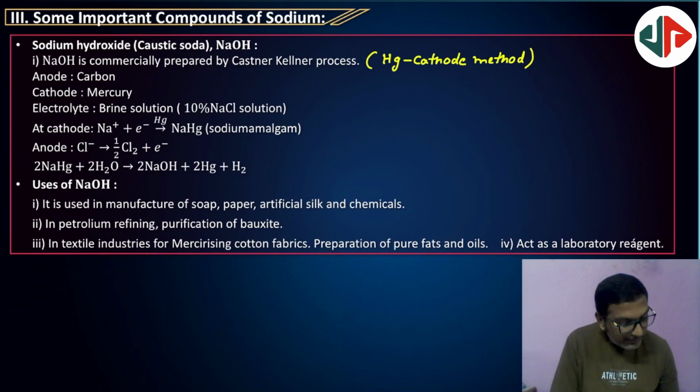Next, uses of NaOH. Manufacture of soaps, paper, artificial silks and different chemicals. Petroleum refining, and purification of bauxite by Bayer's process. In Bayer's process, NaOH can be used. Next, in textile industries for mercerizing of cotton. Mercerizing means strengthening of cotton threads. It acts as a laboratory reagent. For so many purposes, NaOH can be used.